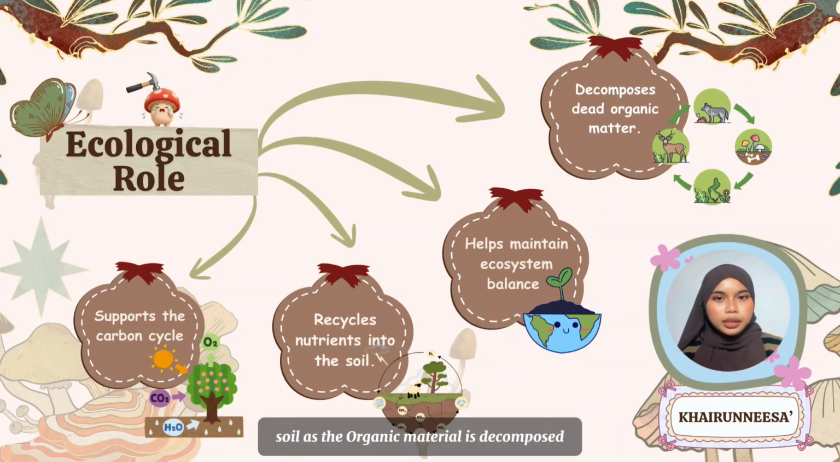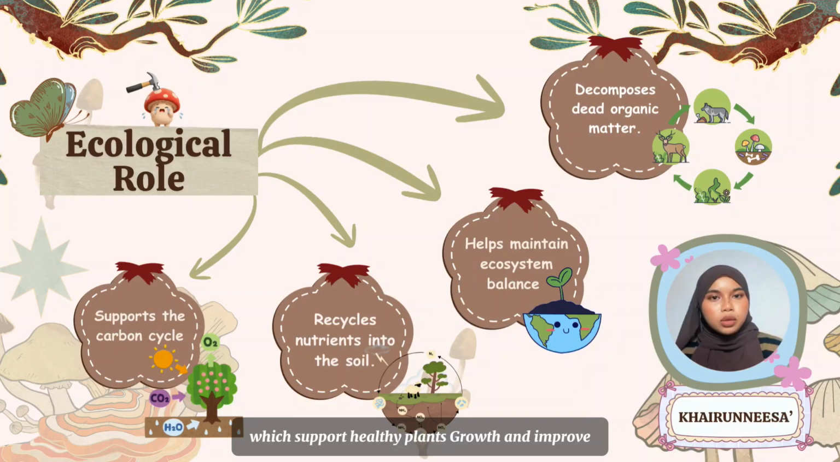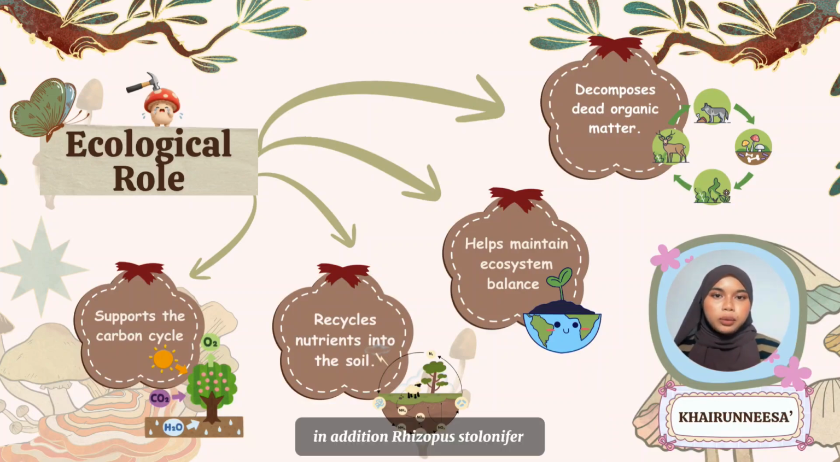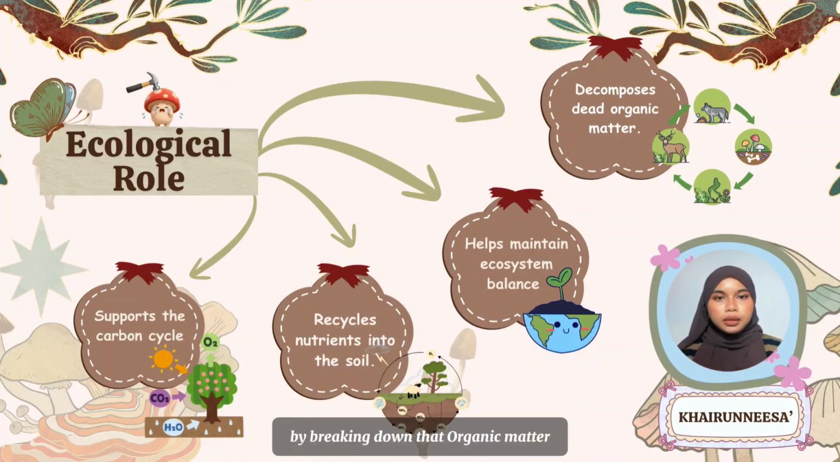As the organic material is decomposed, essential nutrients such as carbon, nitrogen, and also phosphorus are released back into the soil. So these nutrients become available for plants to absorb, which supports healthy plant growth and improves soil fertility. In addition, Rhizopus stolonifer will support the carbon cycle. By breaking down that organic matter, it returns the carbon compound to the environment.